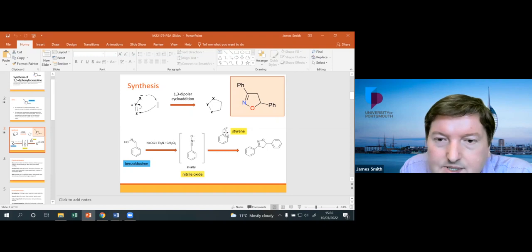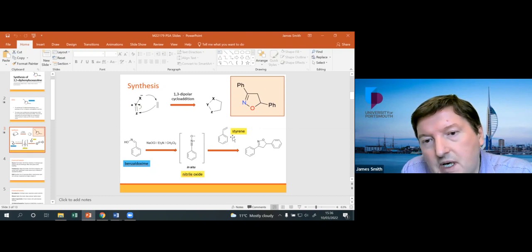Right, styrene. Styrene is an alkene, so it's an alkene which is needed. It happens to have a benzene ring substituent, but that's styrene. So that's the way of getting the other reactant in. That one's made in situ from the benzaldoxime, and then this alkene here comes from styrene.